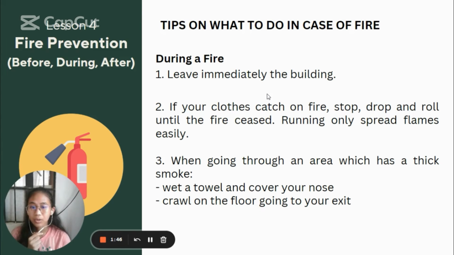Number 3, when going through an area which has thick smoke, wet a towel and cover your nose and then crawl on the floor going to your exit. Why crawl on the floor? Since heat rises, it is hotter near the ceiling than the floor. So we crawl on the floor so it is cooler and we don't get too hot.